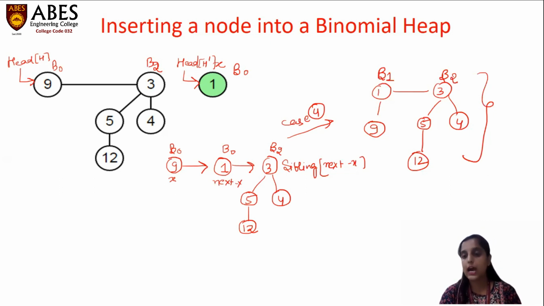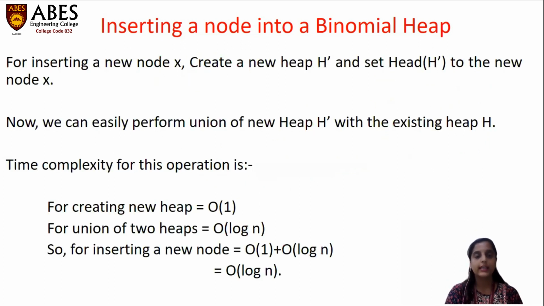Now, if anyone asks you what is the time complexity of this particular operation, then you can say that simply, see, we have only one node that we want to insert in the binomial heap. So first thing that we have to do is we want to set the head of the heap pointing towards the new node, that is x. So it will take only O of one time, right? After that, we are performing union operation, right? And we know that union operation takes O of log n time.